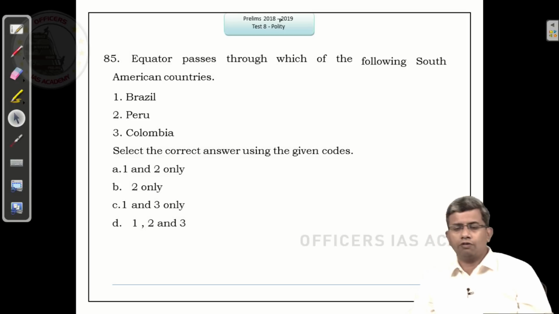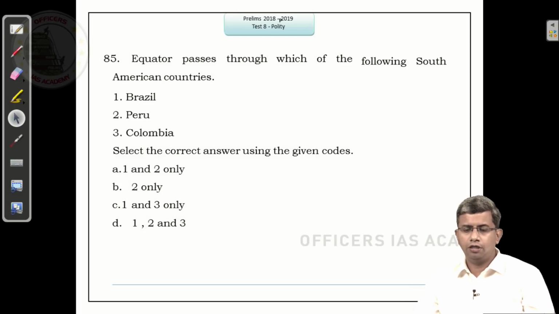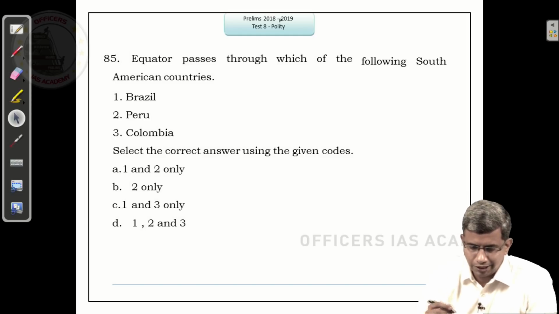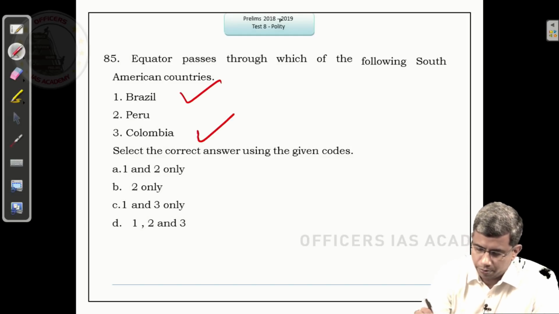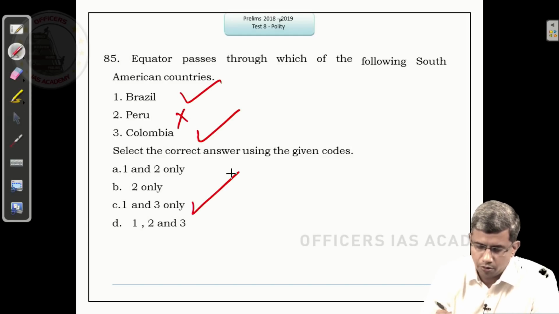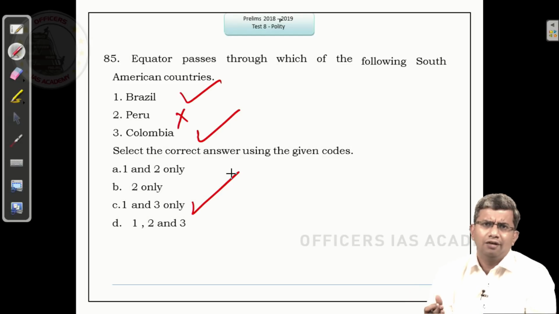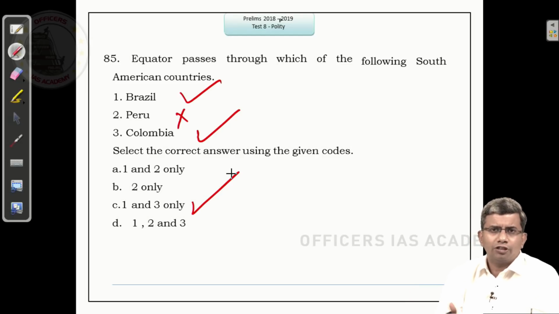The equator passes through which of the following South American countries? Brazil, Peru and Colombia. The correct answer is Brazil and Colombia. So the correct answer is C, 1 and 3 only. I'm not rushing through this, because there is nothing to explain here.